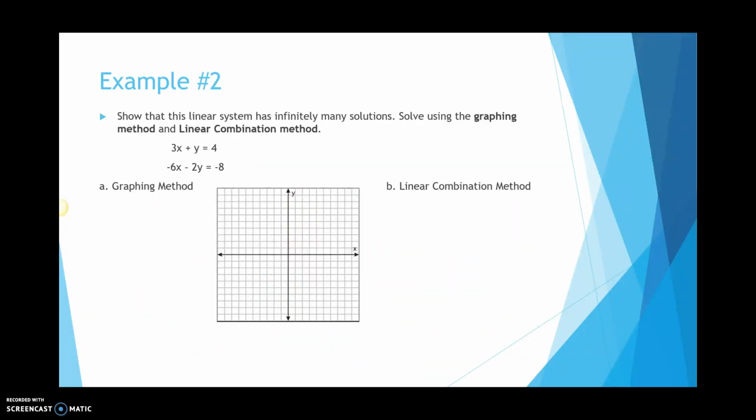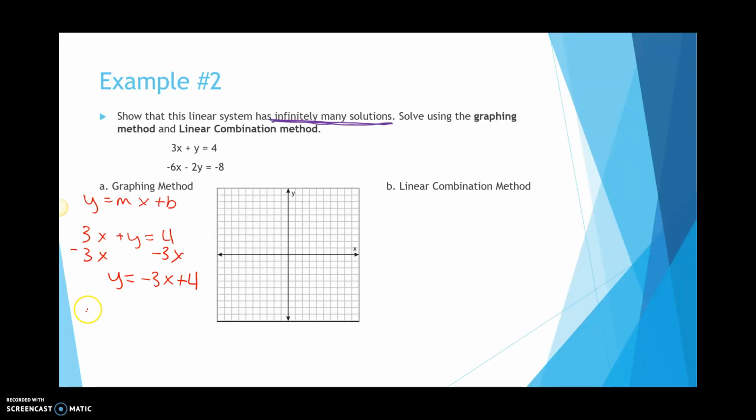Next, example 2. They want us to show that these linear systems have infinitely many solutions and solve by using the graphing method and the linear combination method. With the graphing method, you are going to put it into the y equals mx plus b form to graph this. So let's set this up. We have 3x plus y equals 4. I'm going to subtract 3x from both sides. Y equals negative 3x plus 4.